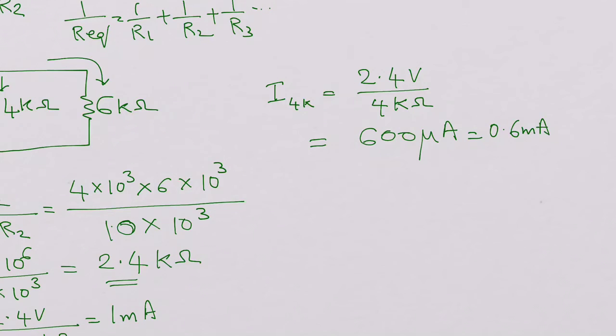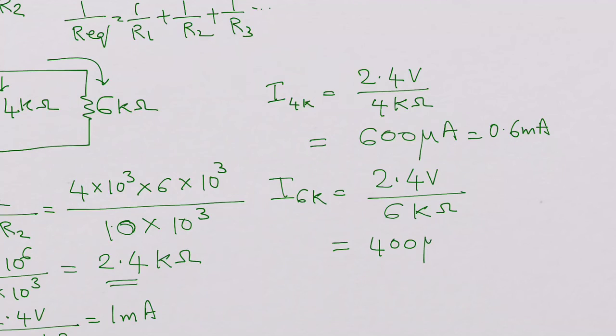And I6K would be 2.4 volts divided by 6 kilo ohms, which would be 400 microamps or 0.4 milliamps. Then if you add these two currents, it would add up to the total current, which is 1 milliamp.